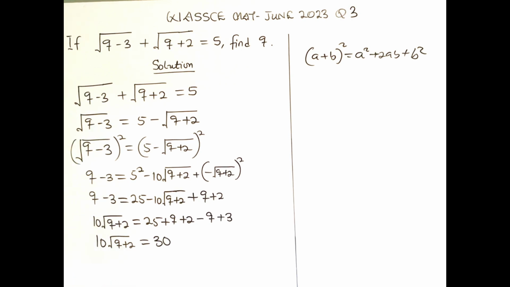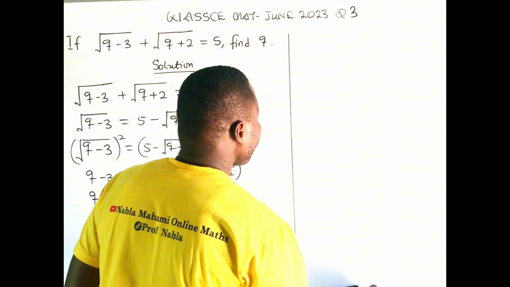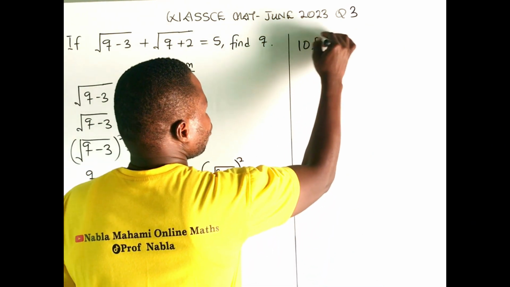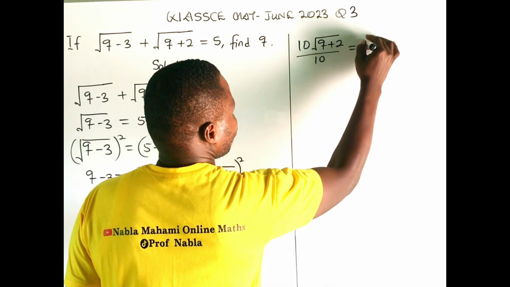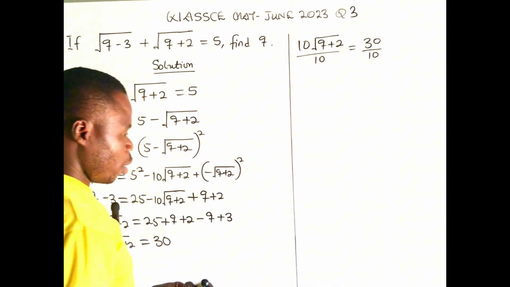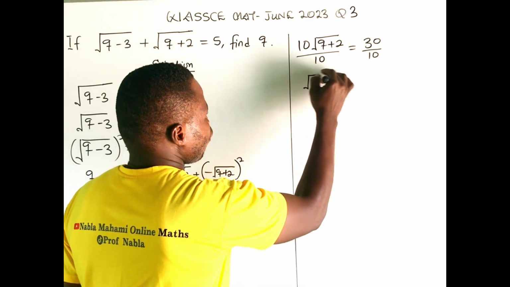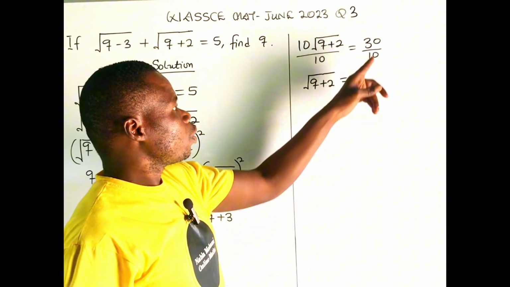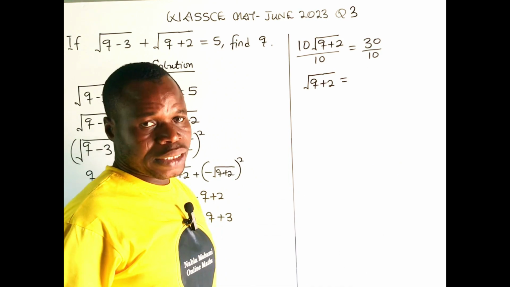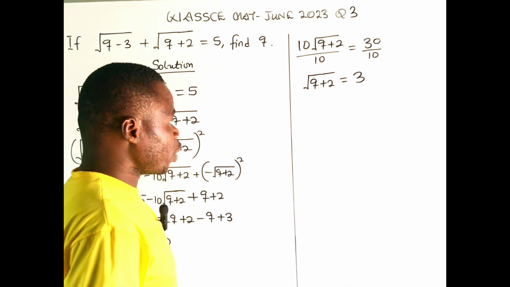Then I will now divide both sides by what? 10. That means that I will have 10 root Q plus 2 all over 10 is equal to 30 over 10. Now all know that 10 will take away this 10. It will now leave square root of Q plus 2, which is equal to 30 over 10 is 3. That is 0 take away 0, 3 over 1 is 3. Whichever way you do it, the answer will be 3.